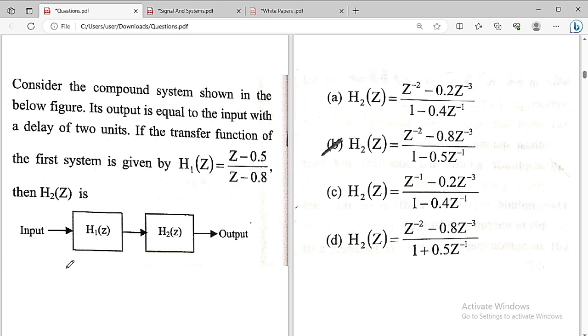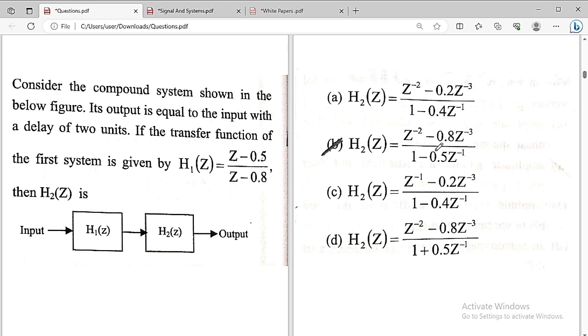The input is x(n) and the output is y(n). So y(n) = x(n − 2). This is the overall performance of this system, delaying the input by 2 units. From this we have to find H2(z). Of the four options, option B is H2(z) = (z^−2 − 0.8 z^−3)/(1 − 0.5 z^−1).